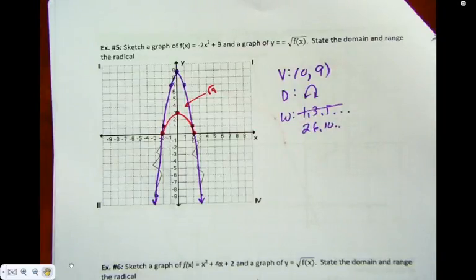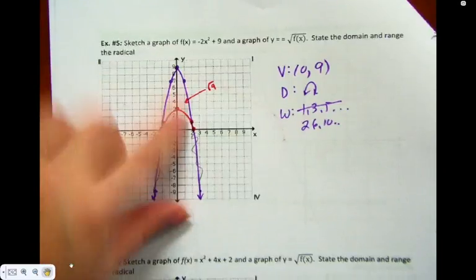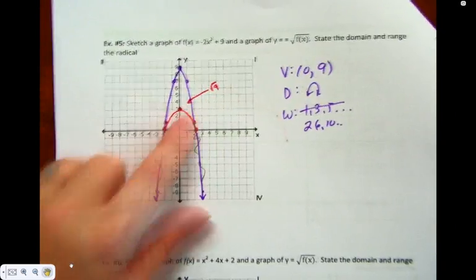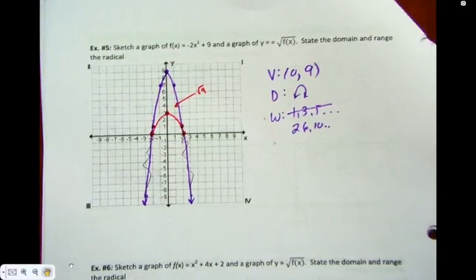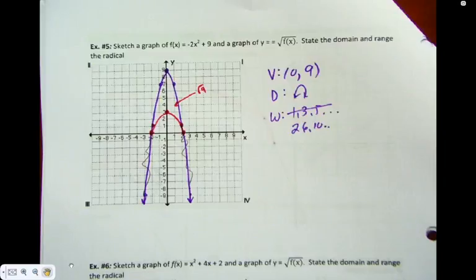So if it's an up pointing parabola, you get the double swoop. If it's a down pointing parabola, you get the little hill. Okay? Up parabola, you get left and right swoop. Down parabola, you get the little hill in the middle. And again, the vertex point will always just come from taking the y value and square rooting it. Write down the domain and range of the radical, so just the red graph.